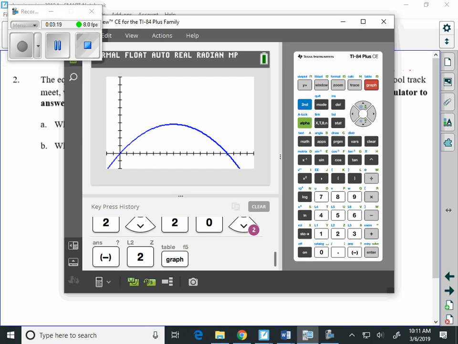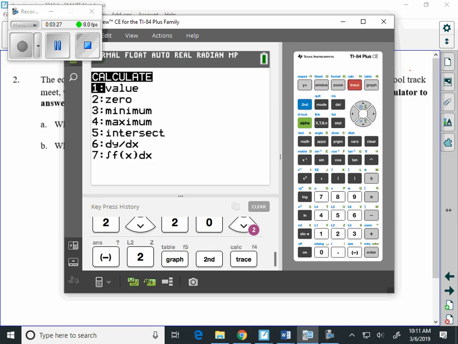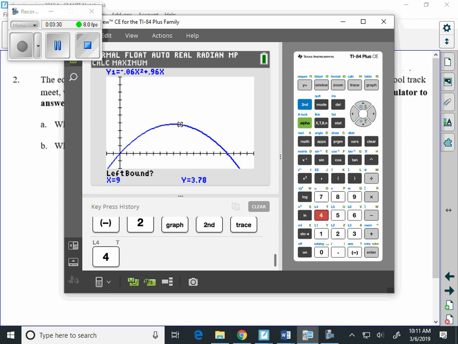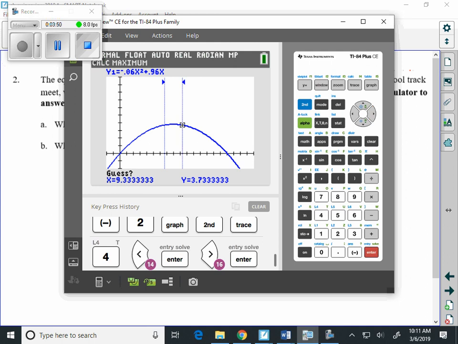The first question being, what is the height of the winning jump? Well, to figure that out, we're going to go to second, trace, and maximum. And we're going to go a little bit to the left of what we think the highest point on this graph is. Somewhere there. Your numbers at the bottom of the screen don't have to be the same as mine. Enter. And then we'll go a little bit to the right. Enter. And somewhere in between those two, we can hit enter.